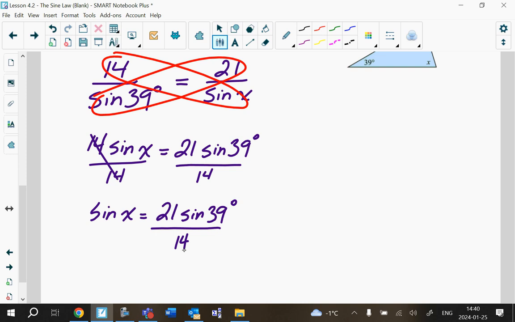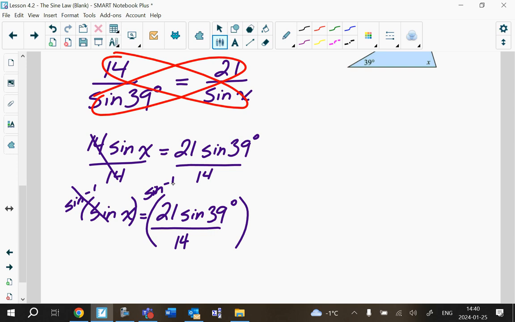Yeah, so to get x by itself, don't we have to do the sine inverse? Yes. So this one is a little bit more of a complicated operation. You've got to do the sine inverse of these 2 operations. So there's a couple ways that you could do it.